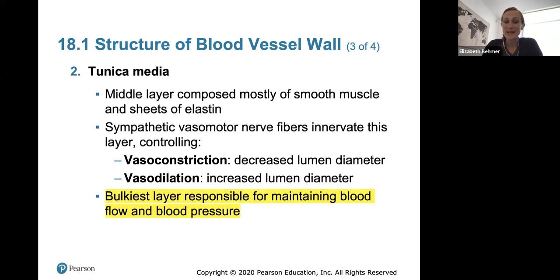The tunica media layer is composed mostly of smooth muscle and elastin. Sympathetic nervous system control will innervate this layer, causing vasoconstriction, decreasing lumen diameter to increase blood pressure, and vasodilation to increase lumen diameter to decrease blood pressure. And this will always be the bulkiest layer that's responsible for maintaining blood flow and blood pressure, because it has sympathetic control by constricting or dilating, which will change blood pressure and blood flow.